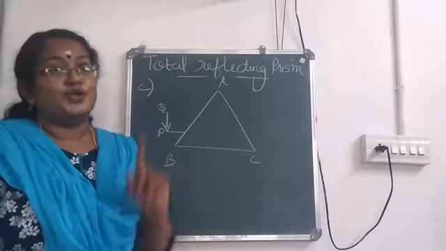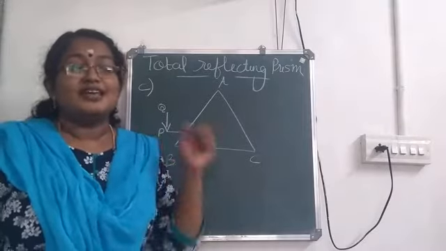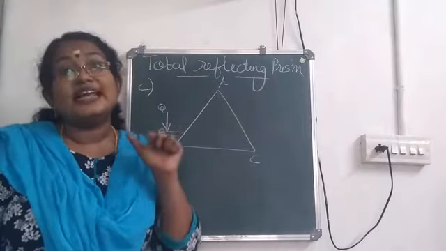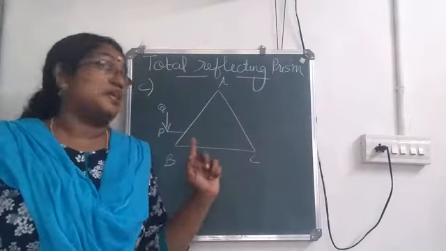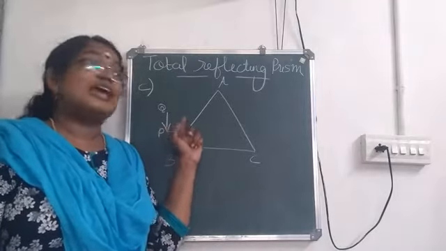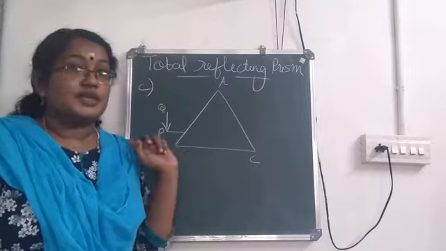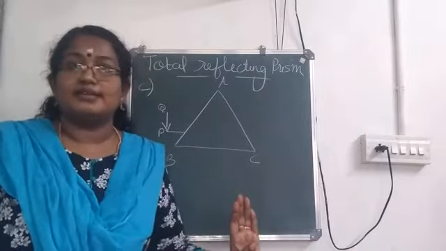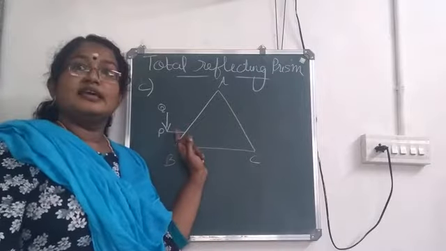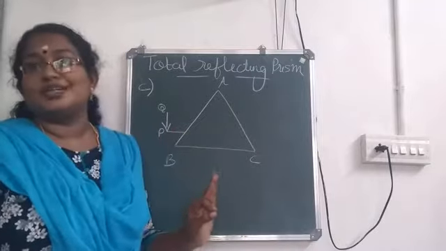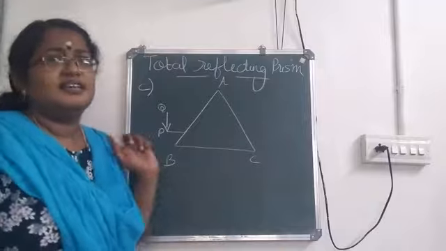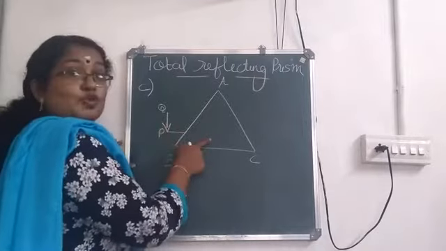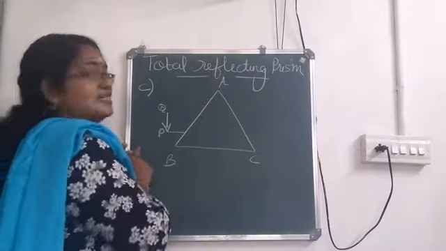Will it undergo total internal reflection? No. For total internal reflection, the ray should move from a denser medium to a rarer medium. Here this is rarer to denser. So that is the first thing. We were continuously discussing total internal reflection, but here on this surface we don't have total internal reflection. Why? The reason is the ray is moving from rarer medium to denser medium.